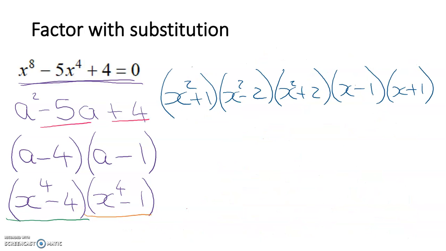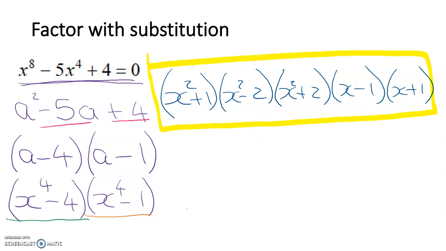So our overall answer for factoring this polynomial is x squared plus 1, x squared minus 2, x squared plus 2, x minus 1, and x plus 1. And hopefully by using substitution you found that a little easier.